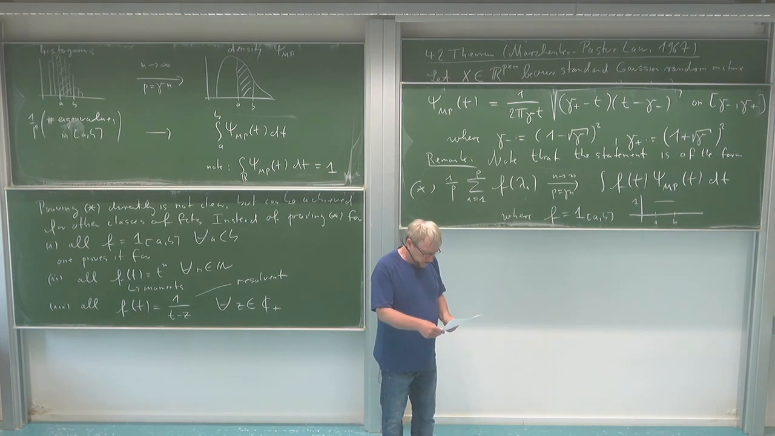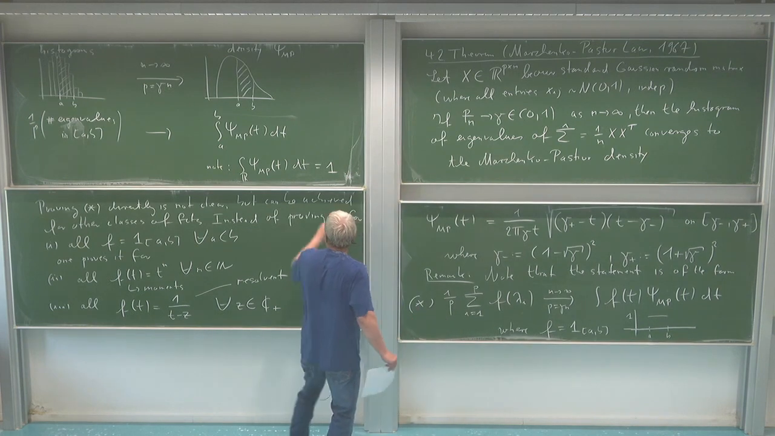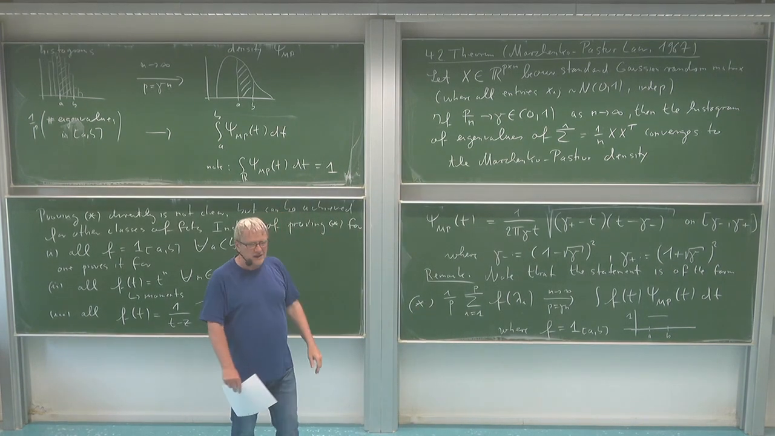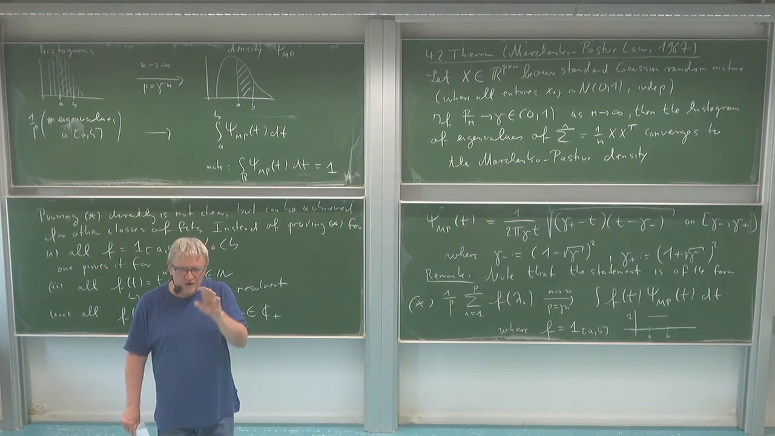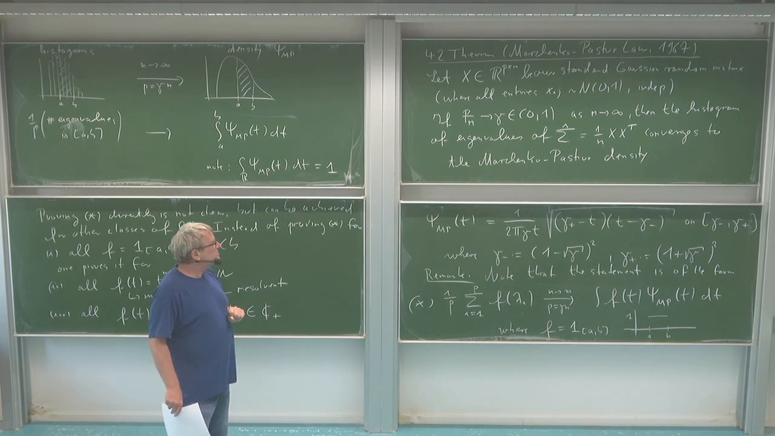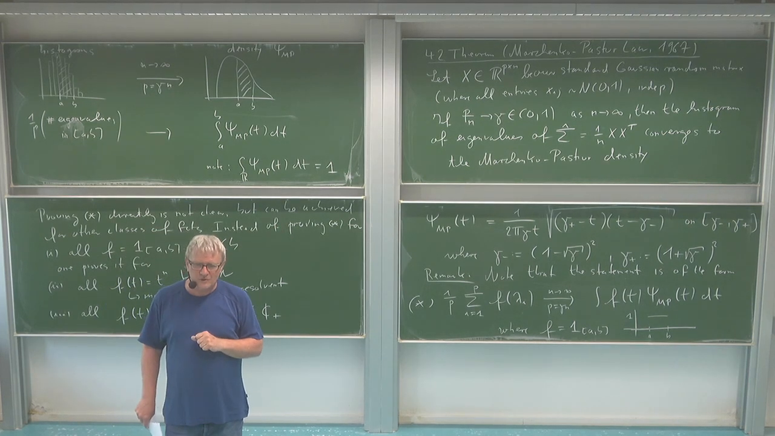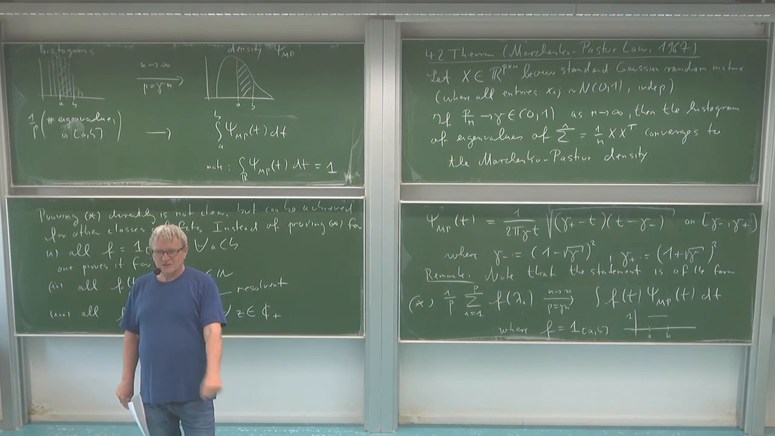Good. I think I will stop here, and next time we will give you the main ideas of the proof. Maybe not all the technical details, but the main ideas, so that we really see from where we get this explicit formula for Marchenko-Pastur. Good, that's it for today.